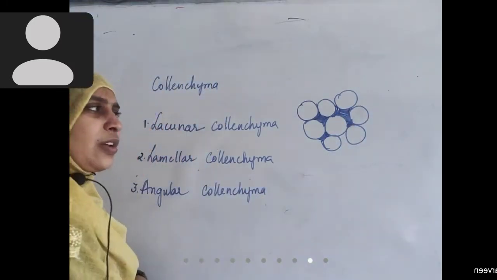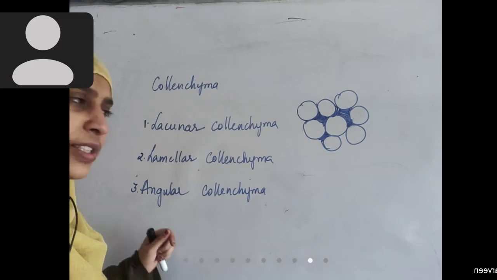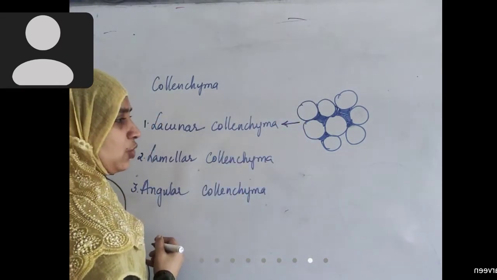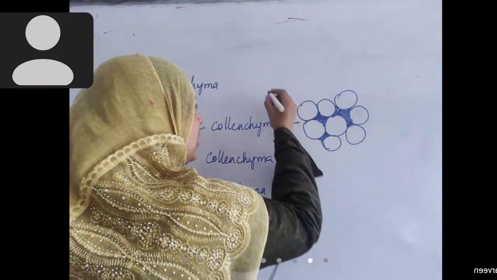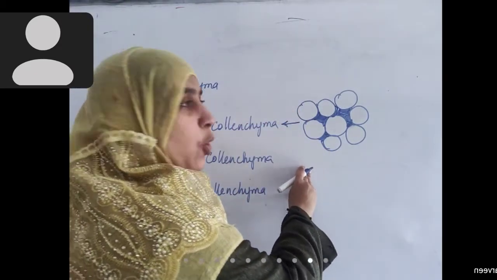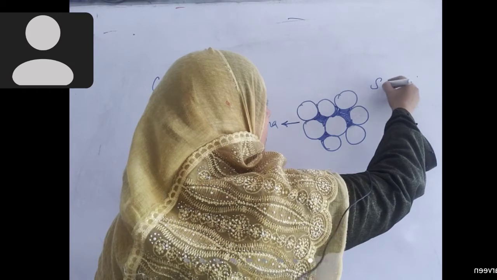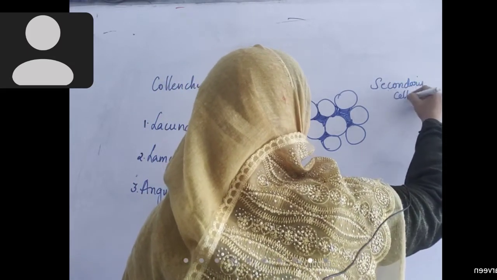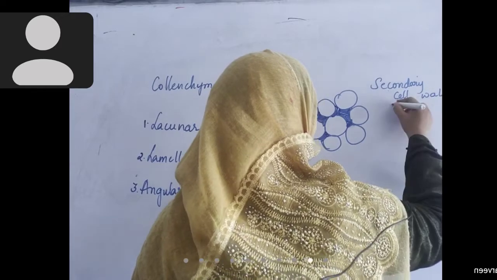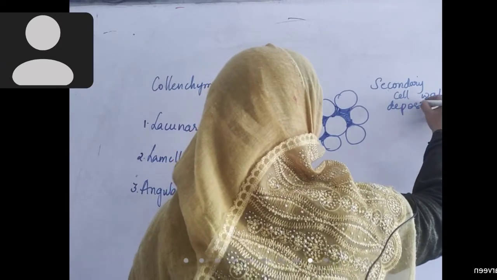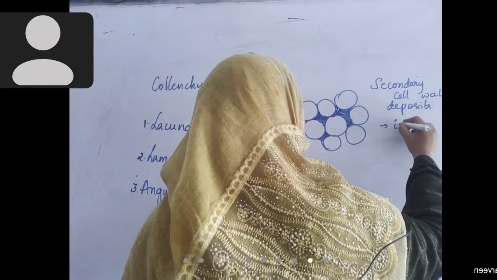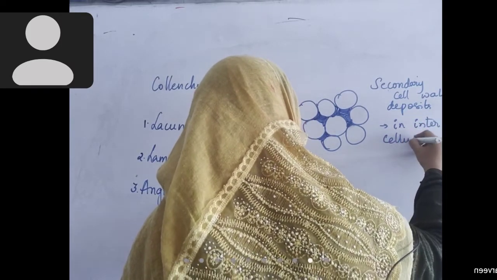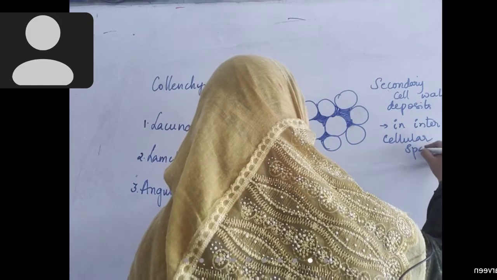So if the thickenings are filling the intercellular spaces like this, then it is called lacunar collenchyma. Secondary cell wall deposits in intercellular spaces.